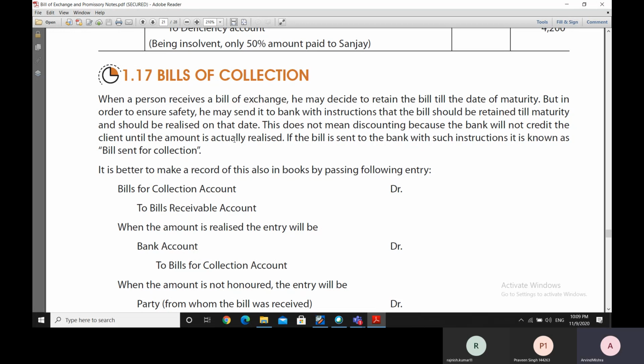Now, here the bill is not being discounted with the bank. It does not mean discounted because bank will not credit the client until the amount is actually realized.